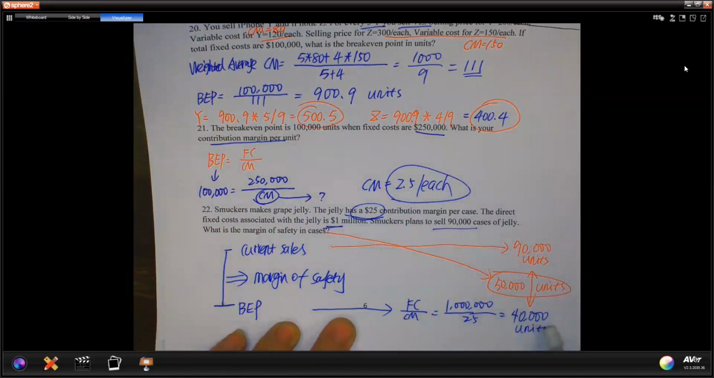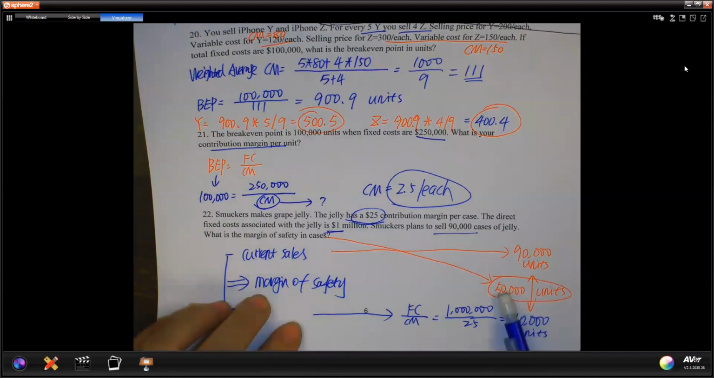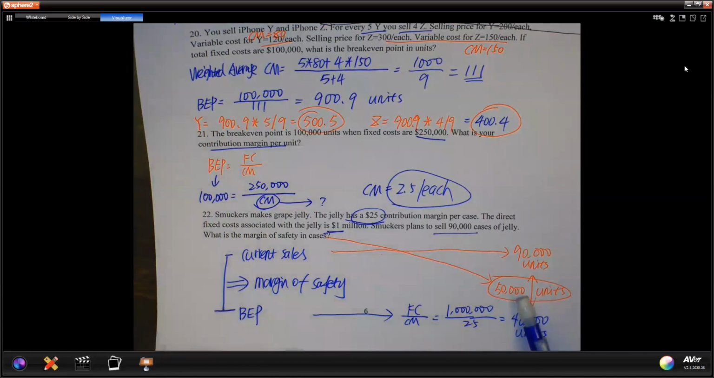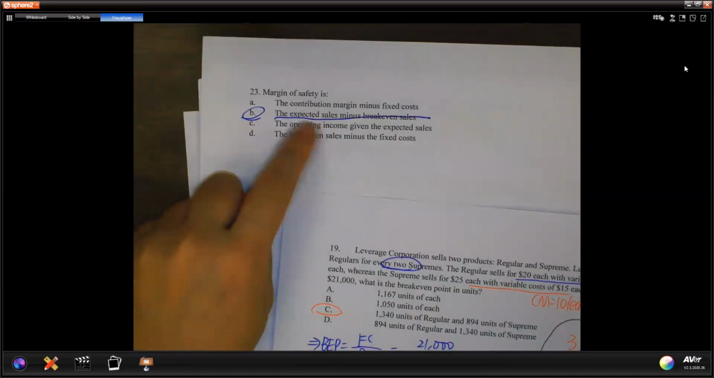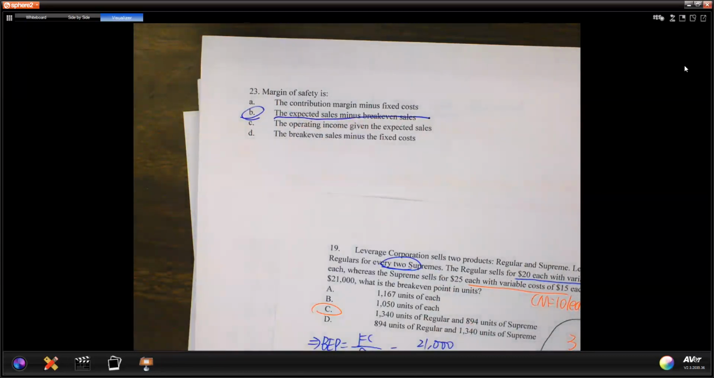So you have to sell 40,000 units to be safe. Currently, you are selling 90,000 units. So you can drop by 50,000 units and you are still safe. If you drop by 49,999, you are still safe. But if you drop by 50,001 units, you are not safe. So your margin of safety is 50,000. That is also question 32. Margin of safety is just your current or expected sales minus your break-even point.